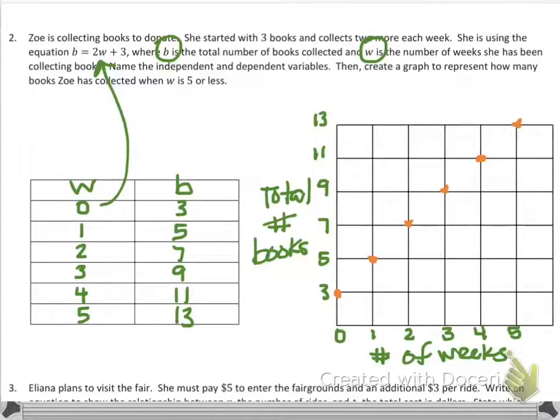And then we have to decide, is there going to be an arrow? Well, can you collect for a fraction of a week? Yes. But can I get fractions of books? Well, no. I can either get 1, 2, 3, 4, 5, 6, 7, 8, 9, 10, etc. So we cannot draw an arrow here. Those have to be dotted, just the dots.